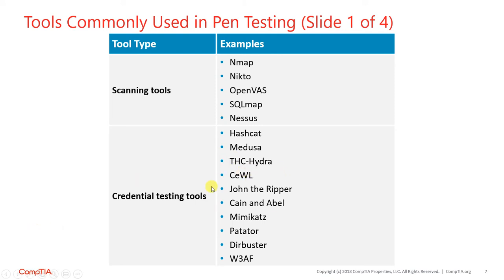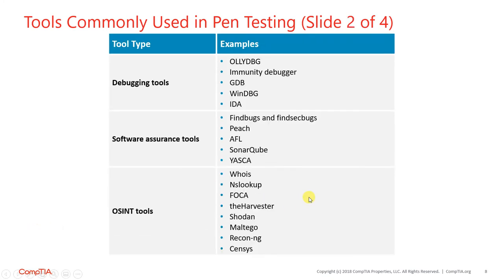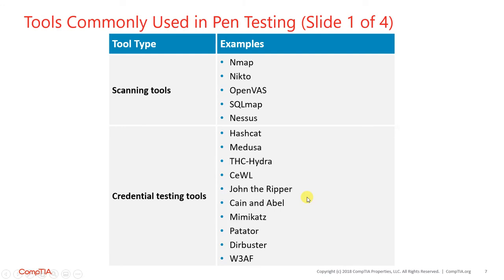So when preparing for CompTIA PenTest Plus, there are so many tools. Let me just look at Cain and Abel. Some of the tools you won't see on the CompTIA exams. John the Ripper is very popular.